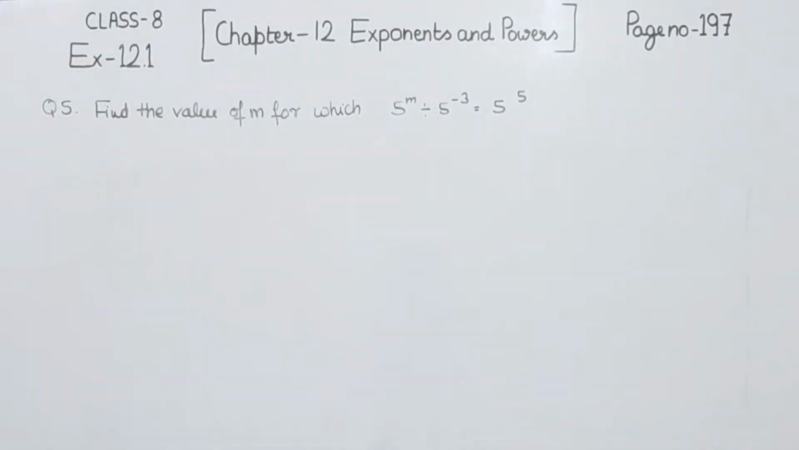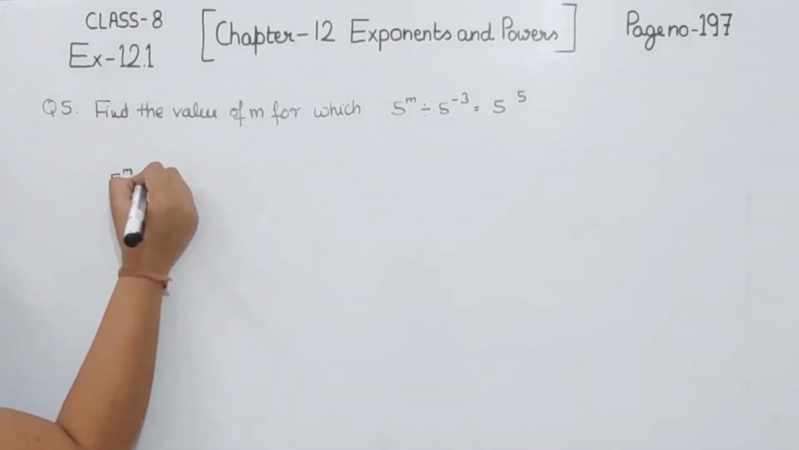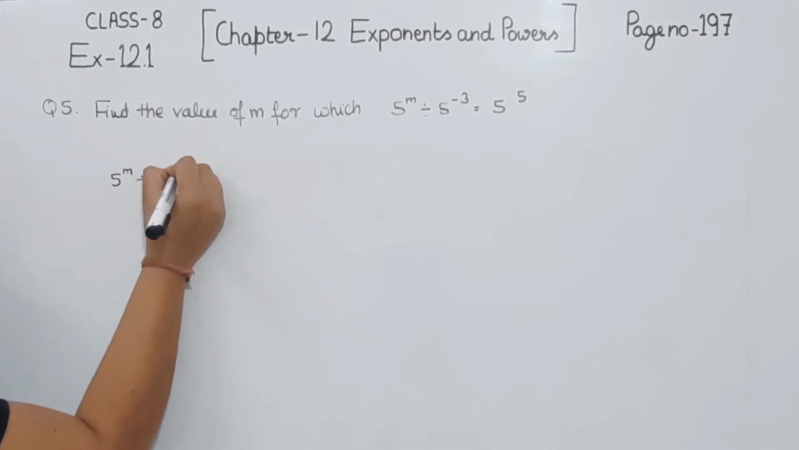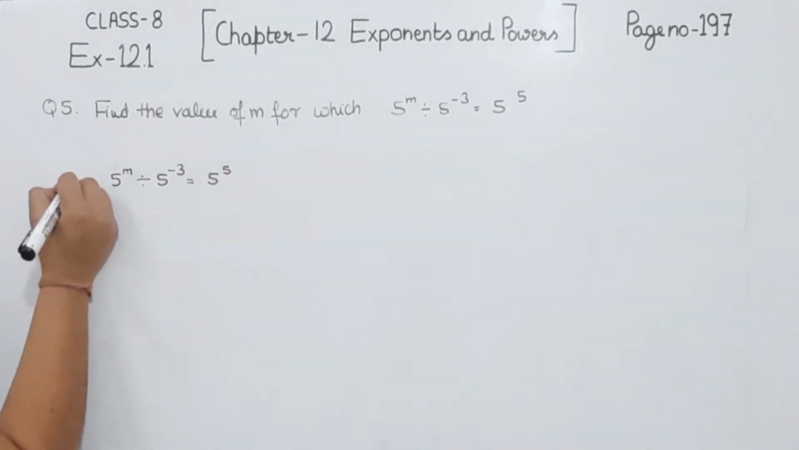Find the value of m for which 5 to the power m divided by 5 to the power minus 3 is equal to 5 to the power 5. We have this equation, and I'm going to solve this one.